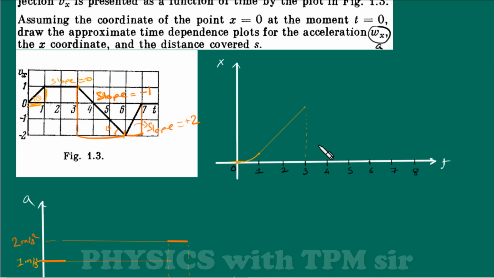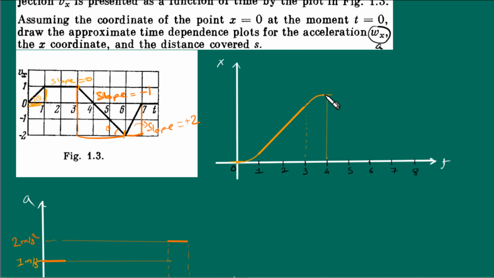So let me draw this with a solid line like this, and for all this I will use this. Now we know that the slope must become 0 at t equal to 4, so I will do that like this. That is the difficult part actually, how to draw this graph.